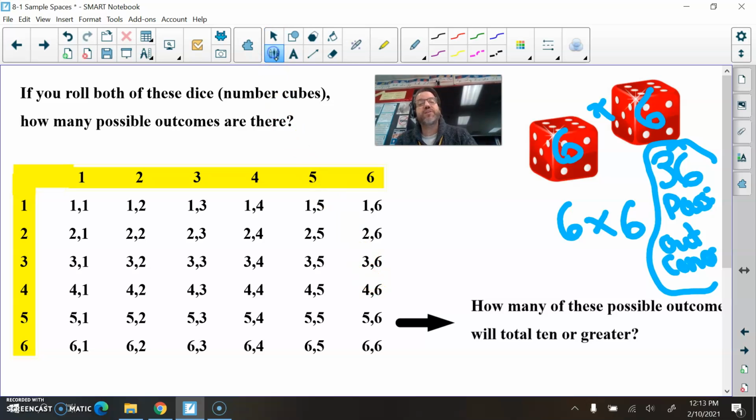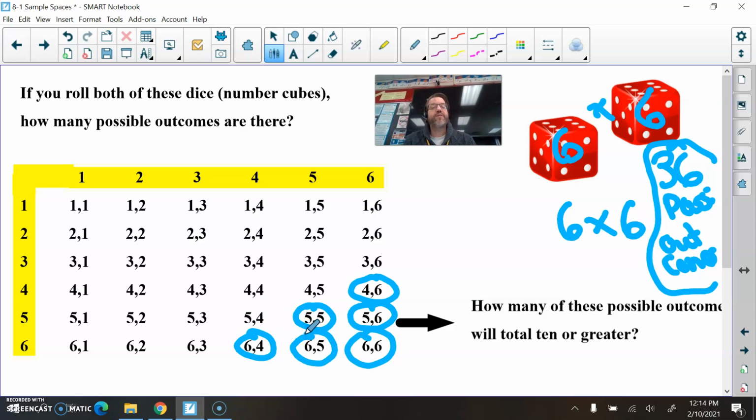I'll just start circling some of these. 5 and 6 is greater than 10. 6 and 6 is greater than 10. 5 and 5 is 10, so that's good. 5 and 4, no good. 6 and 4, that's 10. 6 and 5, that's 11, so that's 10 or greater. Everything else, 6 and 3 is 9, and everything else would be a smaller sum.